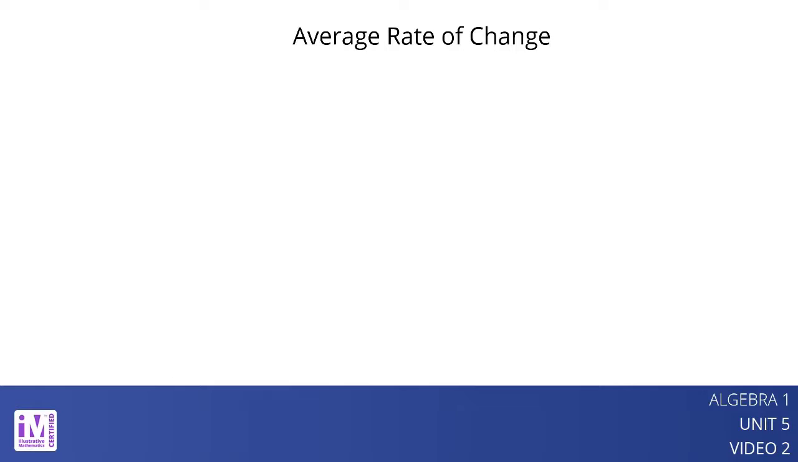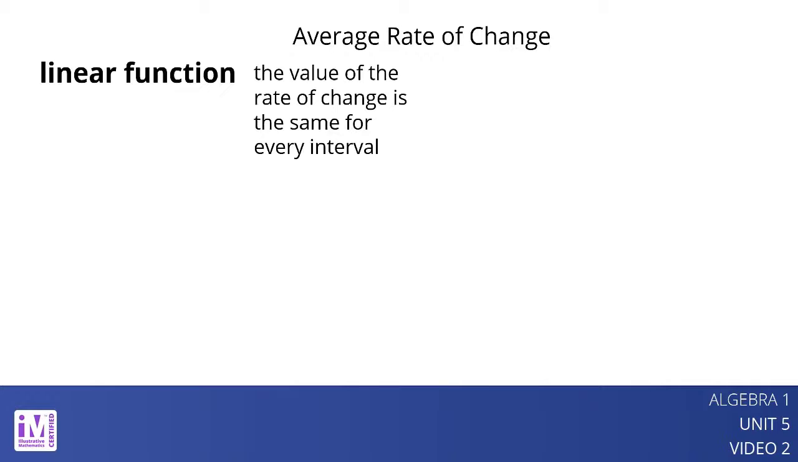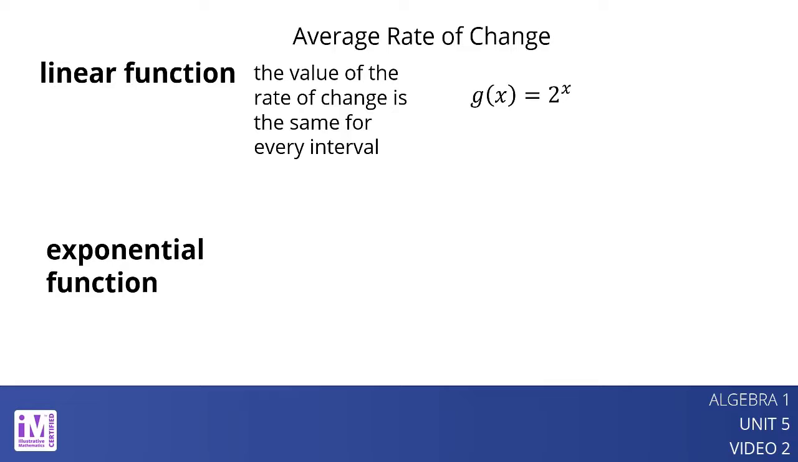When we calculate the average rate of change for a linear function, the value of the rate of change is the same for every interval we pick. When a linear function is represented by a graph, the slope of the line is the rate of change of the function. Let's look at an exponential function g, defined by g of x equals 2 to the x.